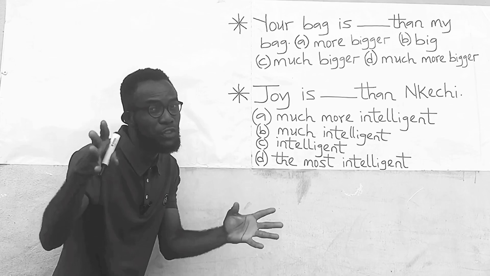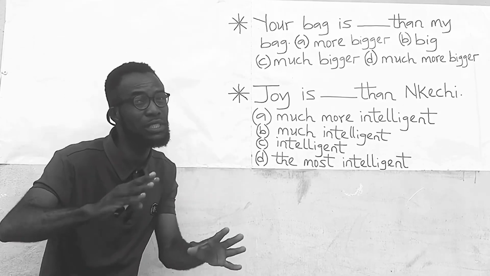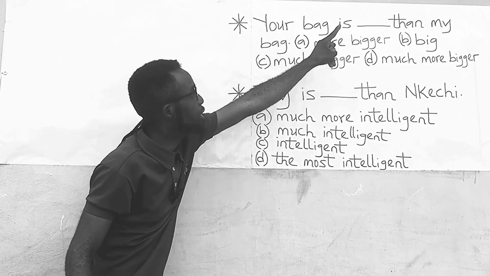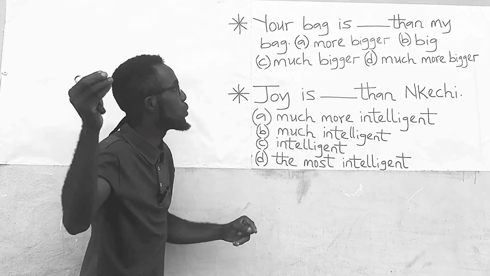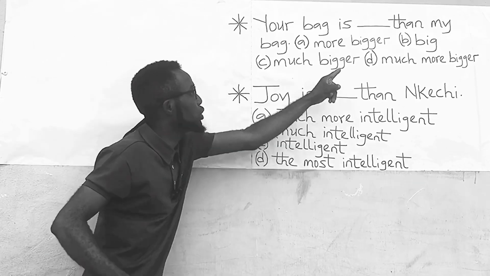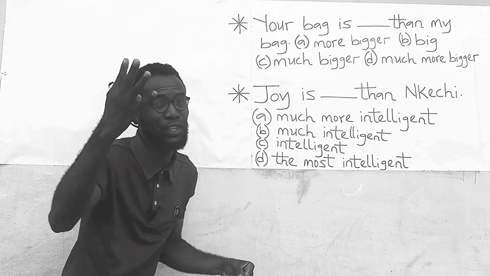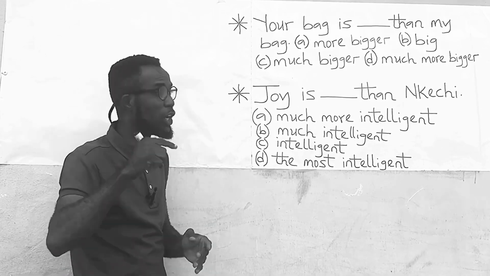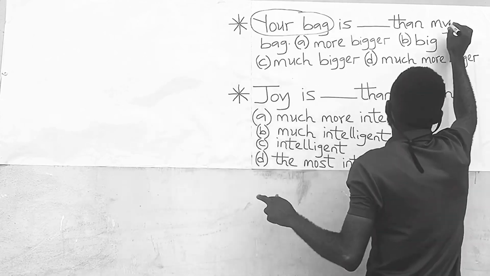Let us apply everything we just talked about to these two questions with a view to answering them correctly. The first question reads, your bag is dash than my bag. Option A, more bigger. Option B, big. Option C, much bigger. And option D, much more bigger. If you look at this question, you will find out that two bags are compared. And they are your bag compared with my bag.